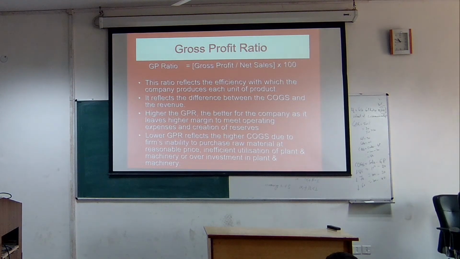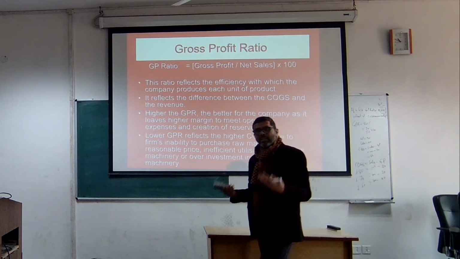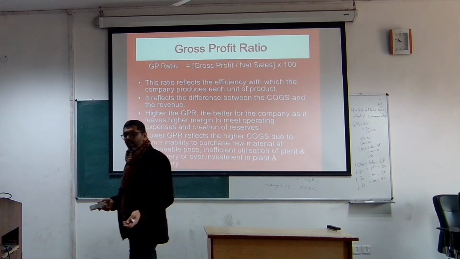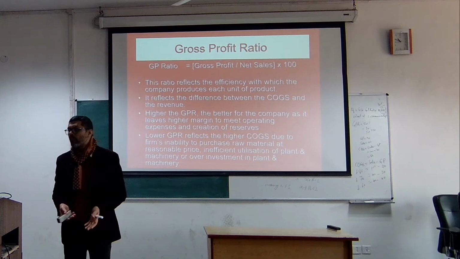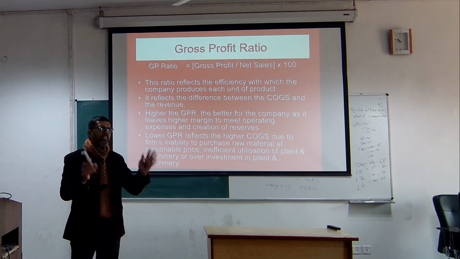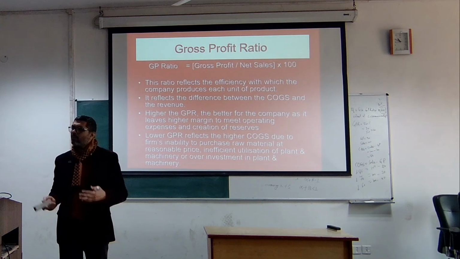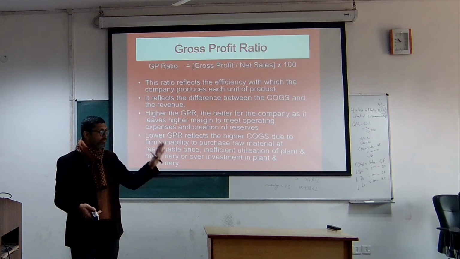Is it okay? We should use capacity to the maximum. For example, if I bought a plant and machinery and I know that I can produce, let's say, 10,000 units in a day, and if I'm just producing 5,000 or 7,000, it means underutilization of plant and machinery. My cost will be the same, I'm incurring the same cost, but my production is less.